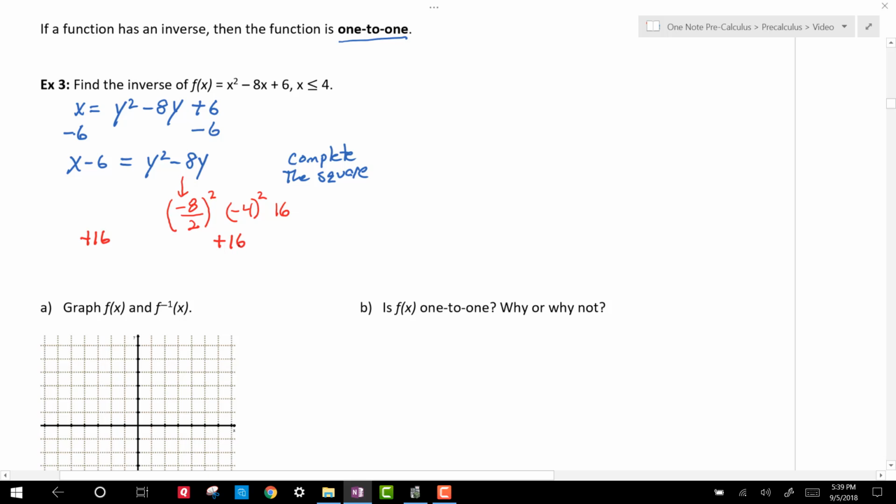Let's see what we have. So I have negative 6 plus 16, so that's going to give me x plus 10 equals, on the right side, I have y squared minus 8y plus 16. Now, why did we do that? Because what I just did was I created a nice, easily factored trinomial on the right side. I can factor the right side of this really easy. The left side is going to stay as x plus 10. The right side is going to factor into y minus 4 times y minus 4, which can be written as y minus 4 squared. Okay?